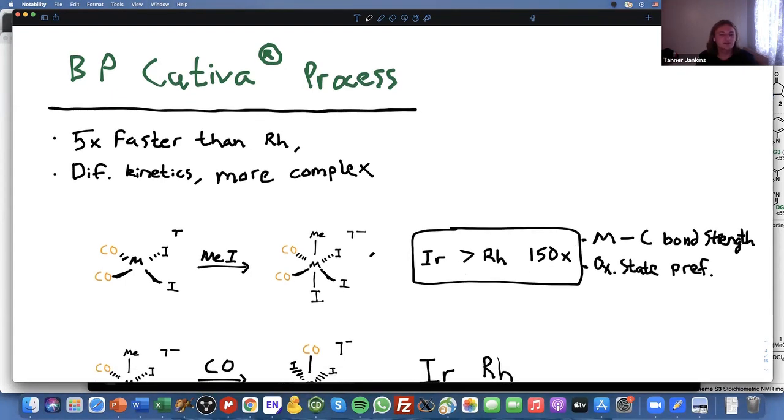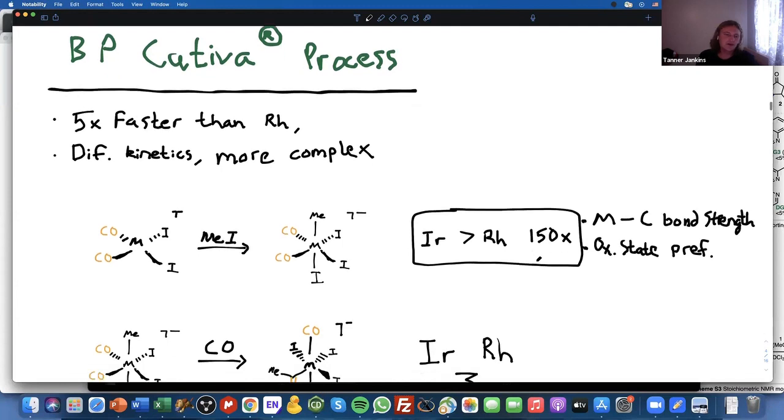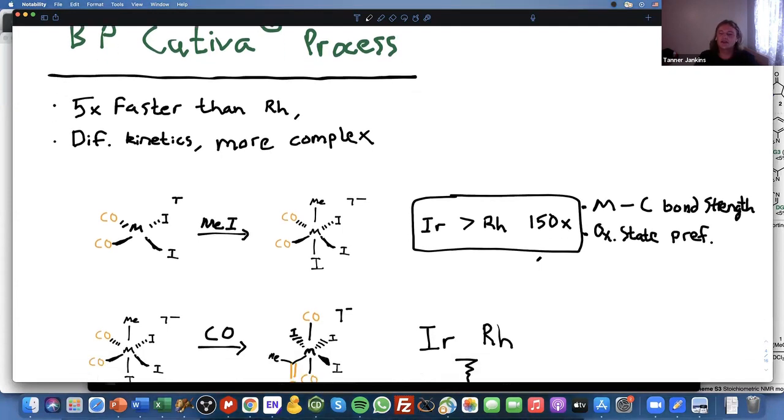And so first, similar to the Monsanto acetic acid process, you start with this anionic M1 center. And this is able to undergo oxidative addition. In the case of the BP Cativa process, iridium is able to undergo oxidative addition 150 times faster than rhodium.